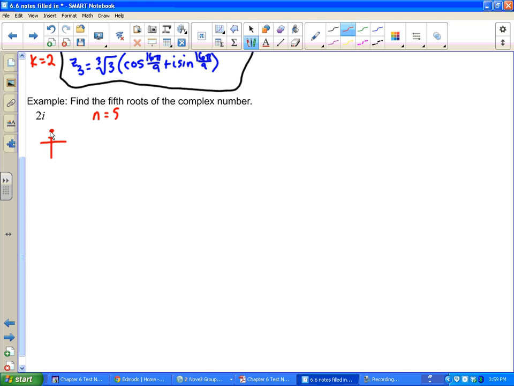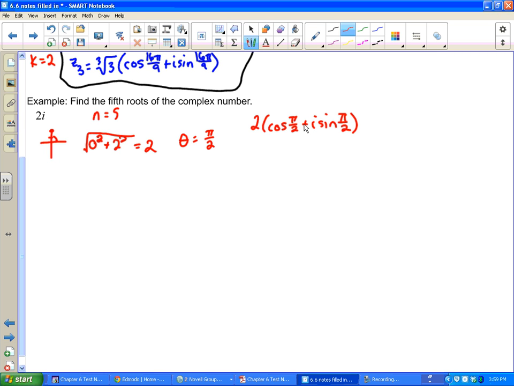So 2i does not go left or right, it's a point up here. That's 2 up. So that would have a magnitude of, if we think of it like (0, 2), 0 squared plus 2 squared, taking the square root. That ends up being 2 for r. And then this angle here in radians is pi over 2. So our theta is pi over 2. So we're actually doing the fifth root of 2 times cosine pi over 2 plus i sine pi over 2. If you don't understand how to get the trig form, that was in the first video of 6.6, so go back and look at that again.